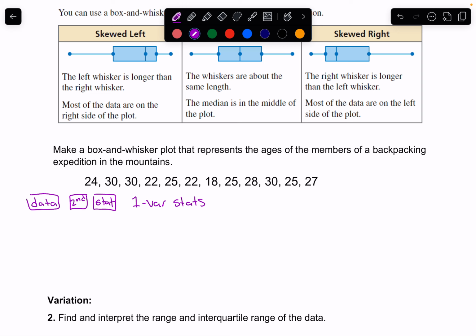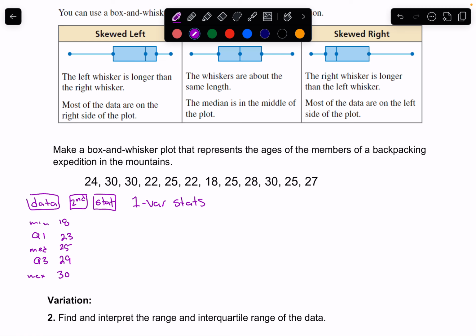So when you put in the data set above and you go to 1var stats, hit enter a couple of times, it's gonna give you a lot of information. It's gonna give you the average, it's gonna give you the standard deviation. You're gonna scroll down until you find the minimum. In this case, the minimum is 18. If you keep scrolling down, you'll see Q1. That stands for quartile 1, and in this case, it's 23. Then it gives you the median, 25. You keep scrolling and you'll get quartile 3, which is 29. And then you'll get the maximum, which is 30. So this gives me the numbers that I need to make my chart.